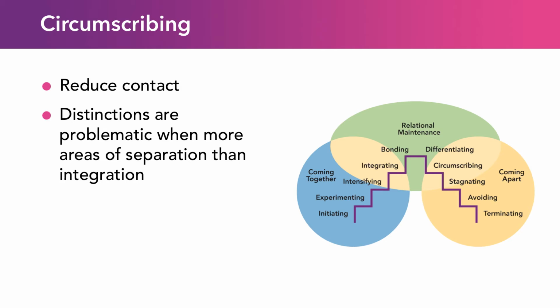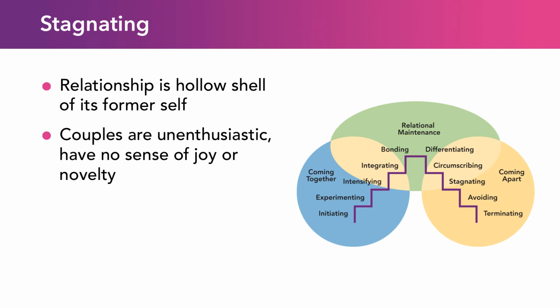But if you look at a relationship and there are more areas that you're separate than that you're together, that can be a problem, because probably what happens is it moves to the next stage, which is now firmly part of coming apart, and that's stagnating, where you're doing the same stuff that you always did. There's nothing new, there's nothing exciting. In a sense, you're just going through the motions.